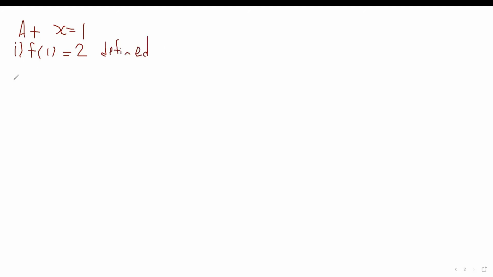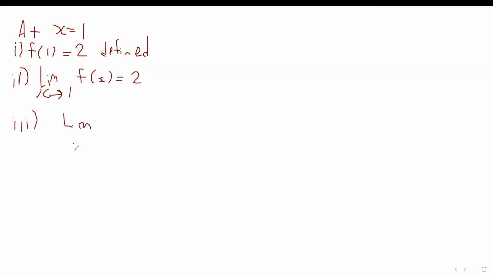Condition 2 is that the limit must exist. We see that the limit as x approaches 1 of f of x exists, and it's equal to 2. That's because the left-hand limit is equal to the right-hand limit. That's condition 2. And then finally, condition 3 is that the limit is equal to f of 1.